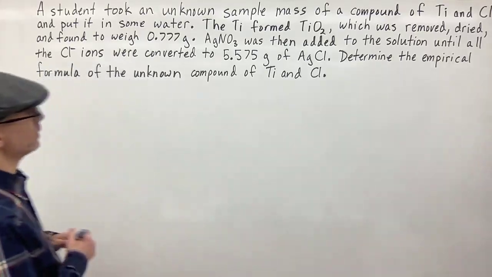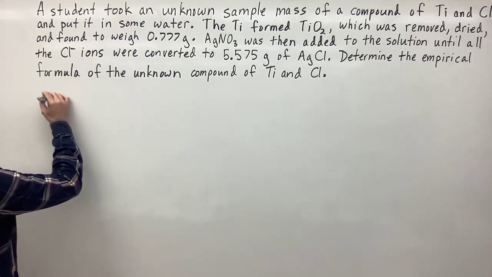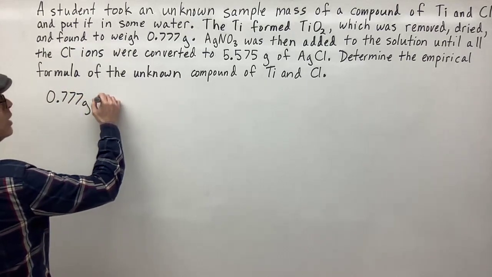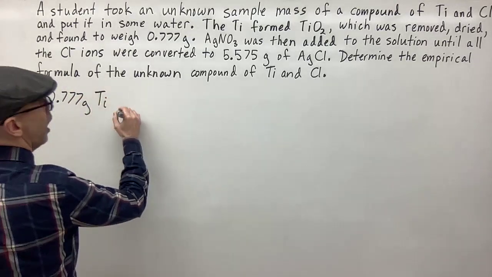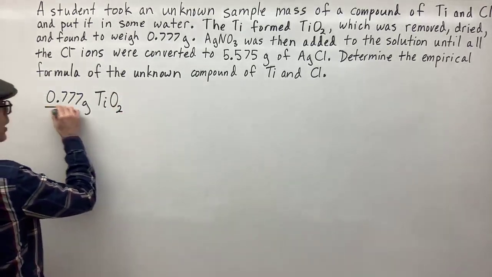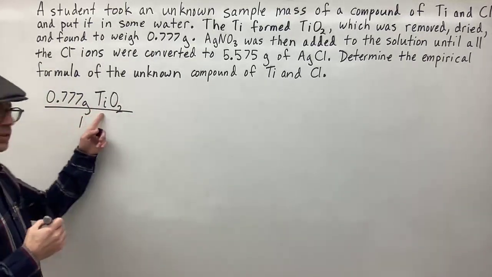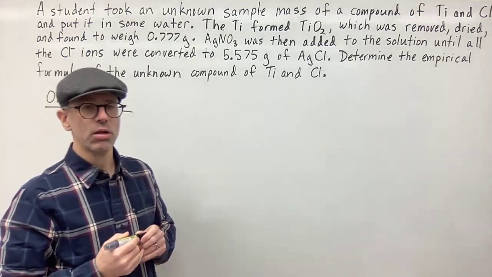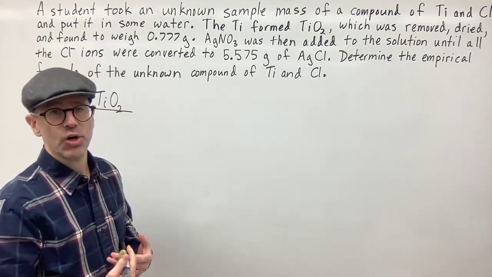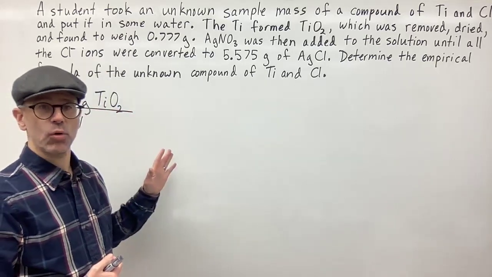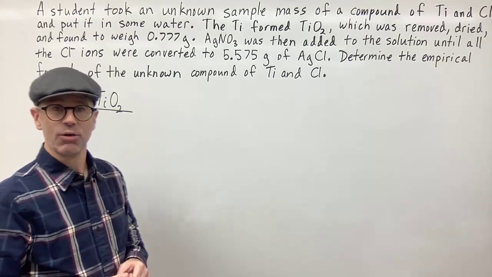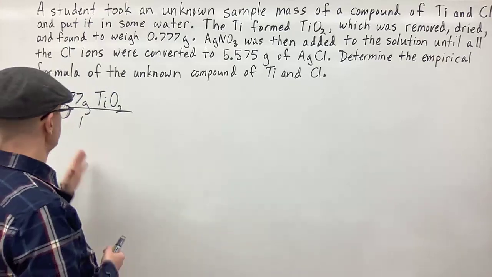So let's go ahead and start with titanium. So we're given 0.777 grams of TiO2, or titanium 4 oxide. And we want to convert that to moles of just the titanium, because we know in this case all of the titanium in the TiO2 came from our original sample. So if we could figure out the number of moles in this sample, that's the number of moles that came from our sample that we're trying to find the empirical formula of.